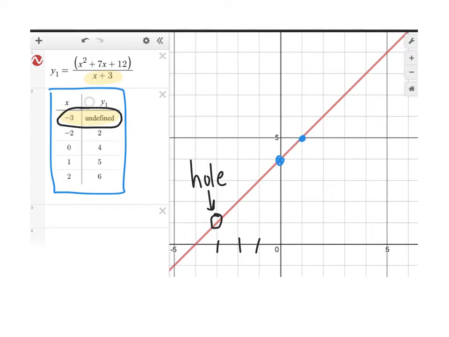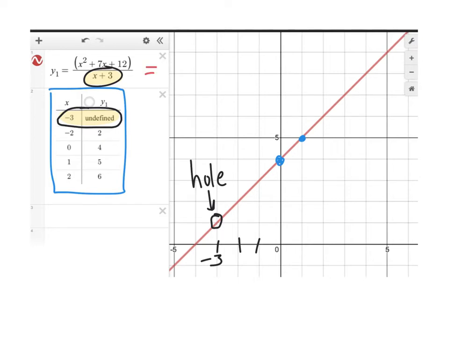Okay, there is a hole at x equals negative 3 because of this expression in the denominator. So let's take a look at how it works. Why do some get a hole in the graph while some get vertical asymptotes? We'll try and put that all together.